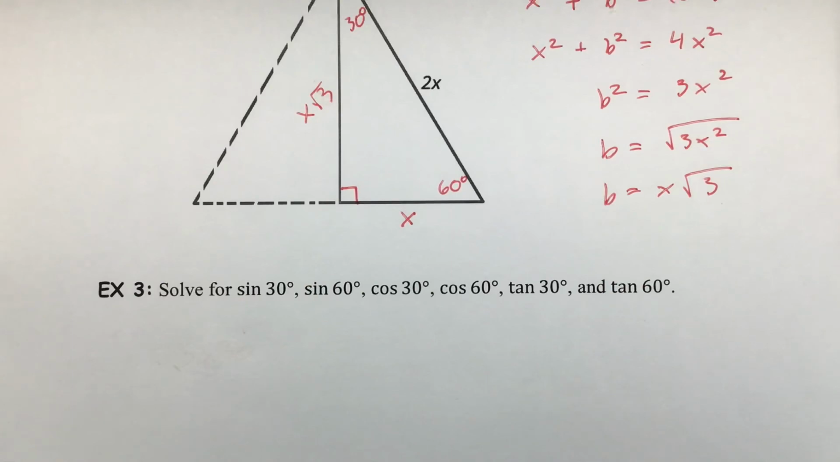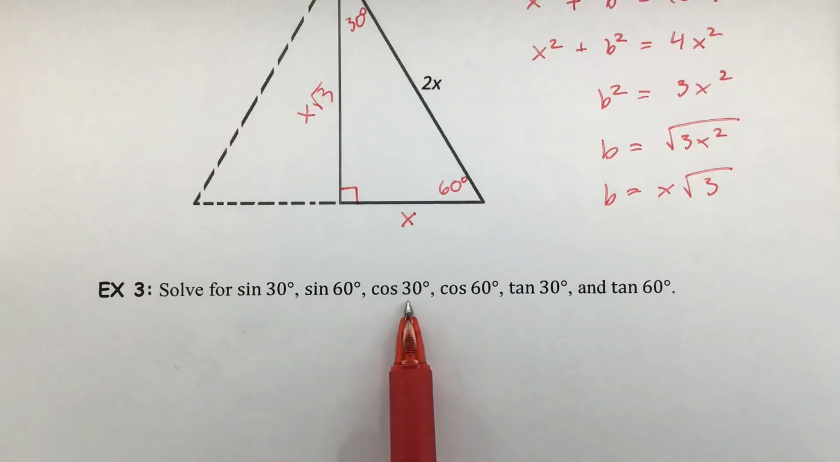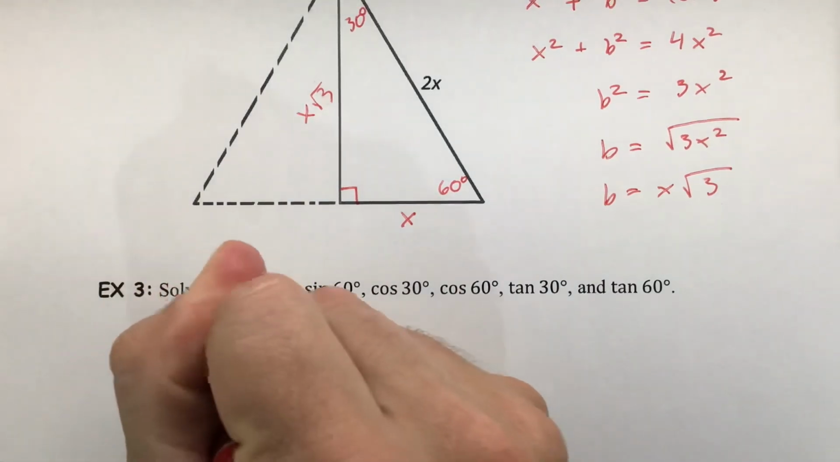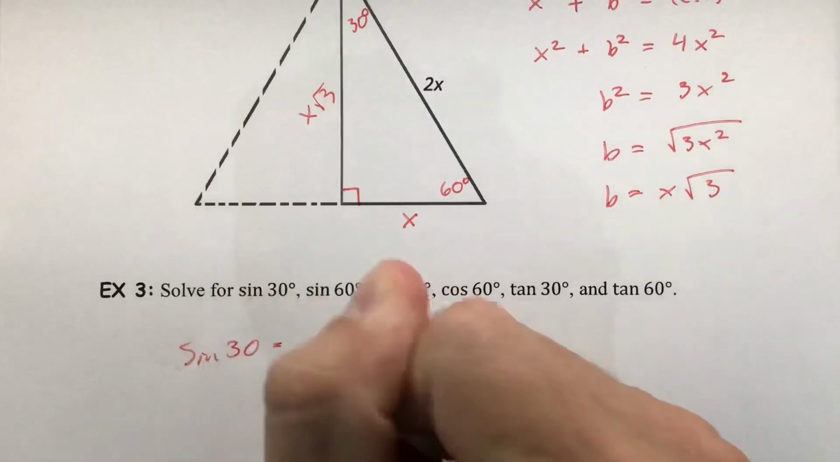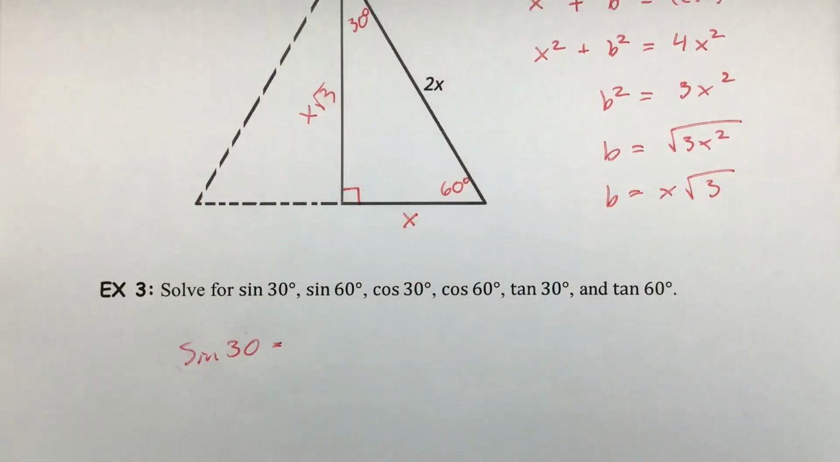For example number 3, what we want to do is take the comparisons that we just saw with the 30, 60, 90 shortcuts and use that to figure out what the sine of 30, sine of 60, cosine of 30, and so on, what all those would be in their exact form. So we'll go ahead and just start with the sine of 30. The sine of 30 is going to be equal to the opposite divided by the hypotenuse with respect to where the 30 degrees is.